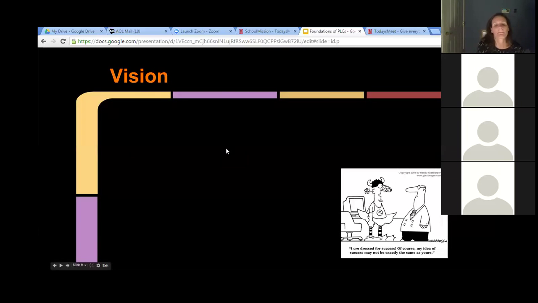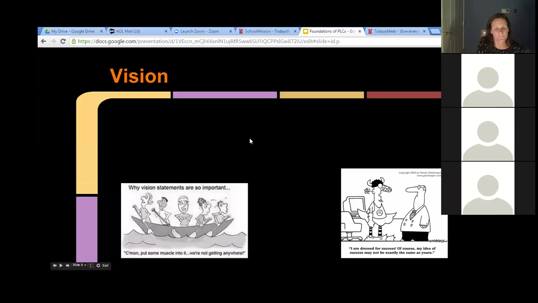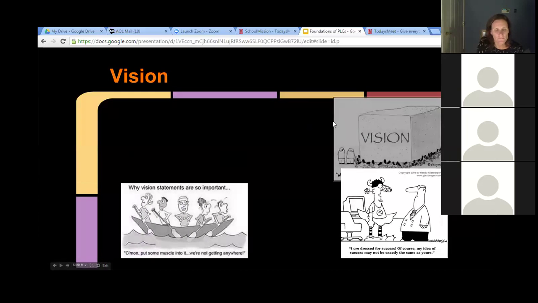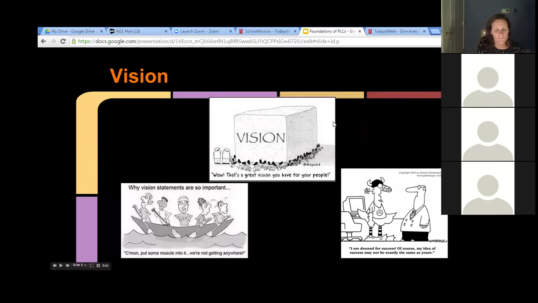Okay. There's a couple of quick cartoons around vision, or vision that may have gone awry, that I thought made sense for us to take a look at. Again, looking at the telling one up here, that, wow, that's a great vision you have for your people, with everybody in the rowboat going in different directions, and then the dressed for success one.